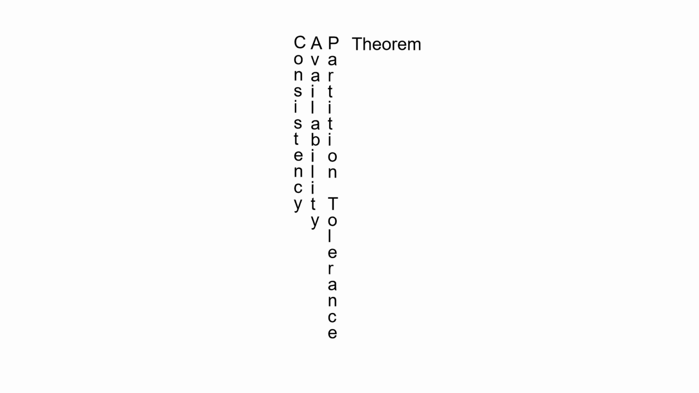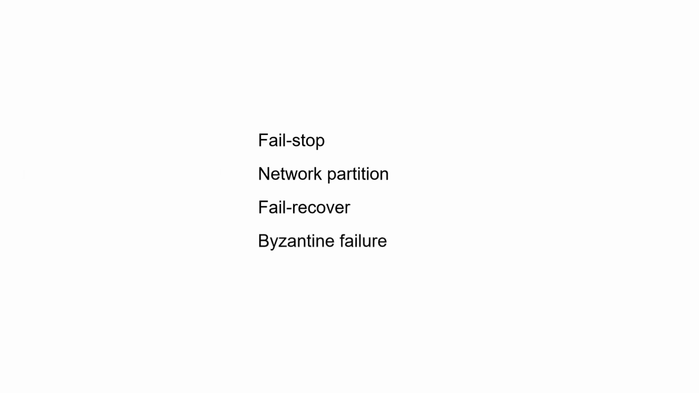There are different types of failures that a consensus algorithm might have to deal with: fail stop, network partition, fail recover, and Byzantine failure. Byzantine failure got its name from a computer science paper written in the 1980s where the Byzantine generals problem is described.